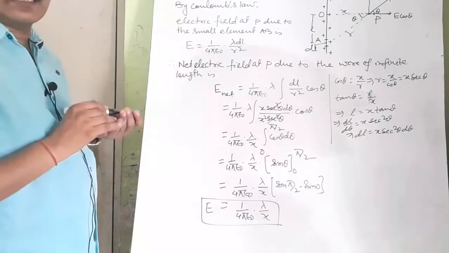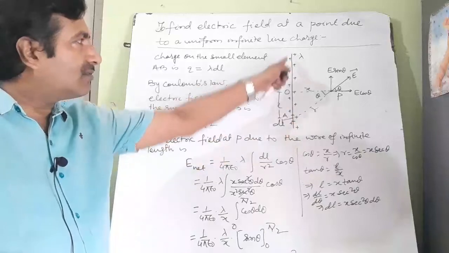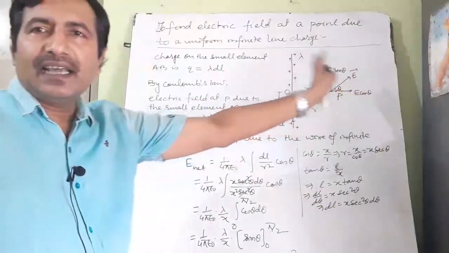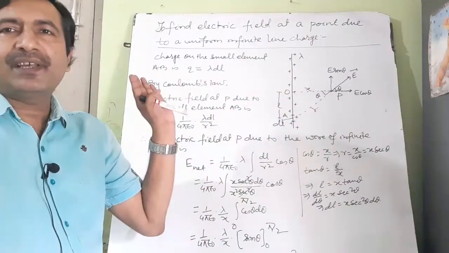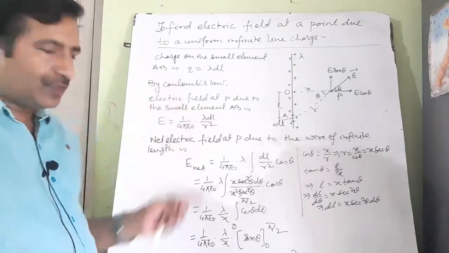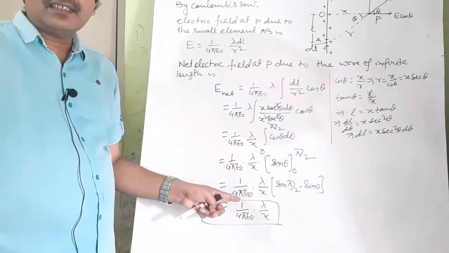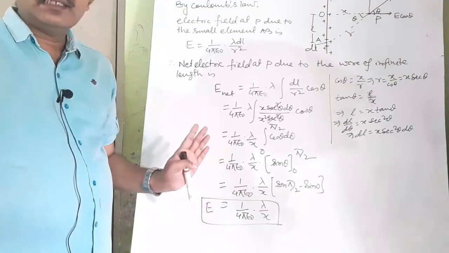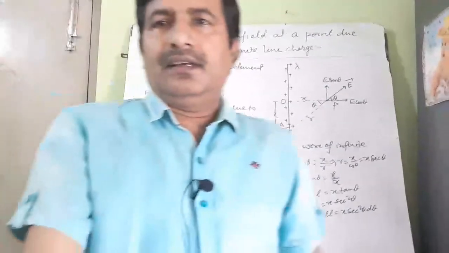You see its direction. If this wire is positively charged, then the electric field will be away from the wire. And if the wire is negatively charged, then the field will be towards the wire. Is it clear? So this is the final expression for the electric field at a point due to an infinite uniform line charge. Got it? Thank you.